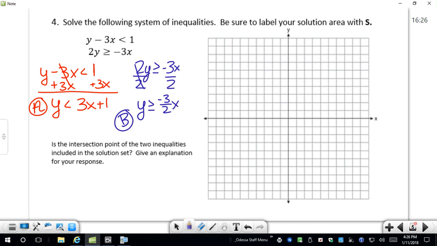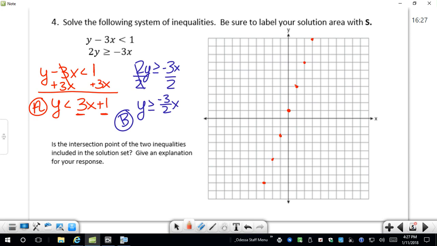Now remember, guys, when you are graphing inequalities, you must keep in mind 2 things. Is the line solid or dotted? And do I have to shade above or below? So starting with inequality A, we notice that the slope is 3 and the y-intercept is 1. So I'm going to start at the point 0, 1. I'm going to use my slope of 3. That's up 3 to the right 1 to get as many points as I can. Remember, in reverse, that's down 3 to the left 1.